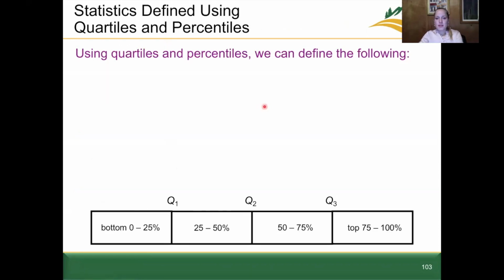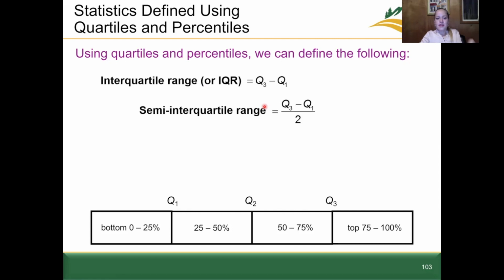Now, using what we just learned, so quartiles and percentiles, we also first need to define a few different terms. The first is the interquartile range, also abbreviated as IQR. We find the IQR by taking the value of Q3 minus the value of Q1. The next term here is the semi-interquartile range. We calculate this by taking Q3 minus Q1, which is the IQR, and we divide that by 2. The next term is the mid-quartile range. This is Q3 plus Q1 divided by 2.